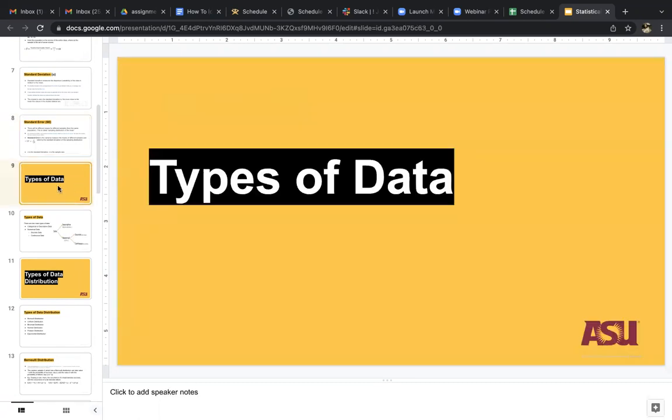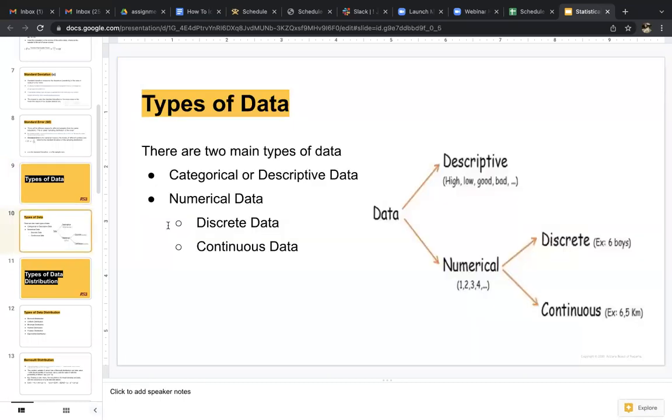Now, a very important concept: types of data. While solving statistical problems, you will come across different types of data. Basically, data is classified into two main types. The first is categorical or descriptive data, and the second is numerical data.